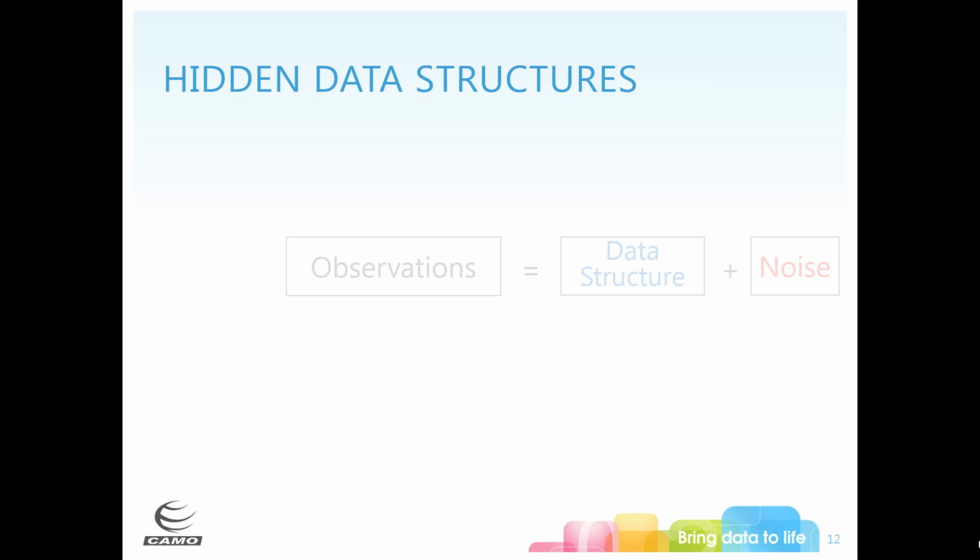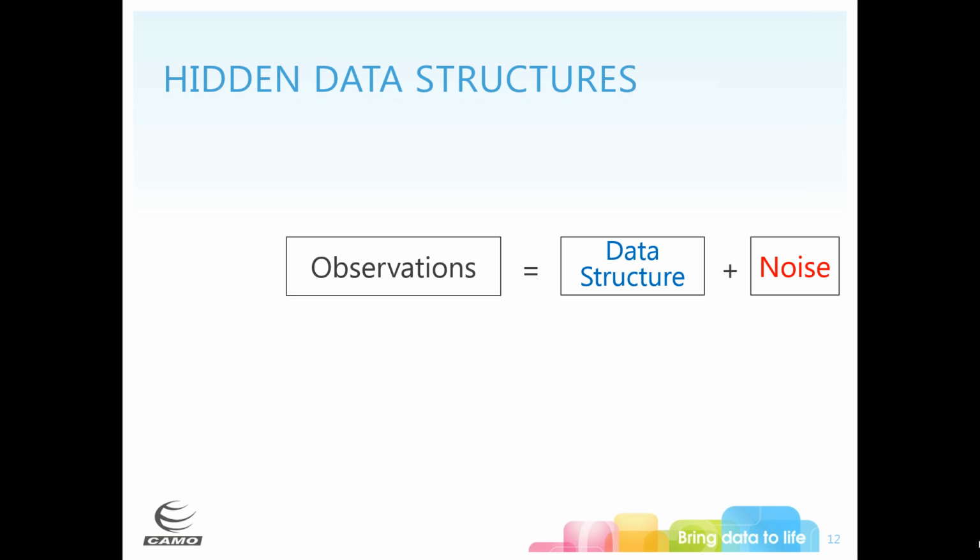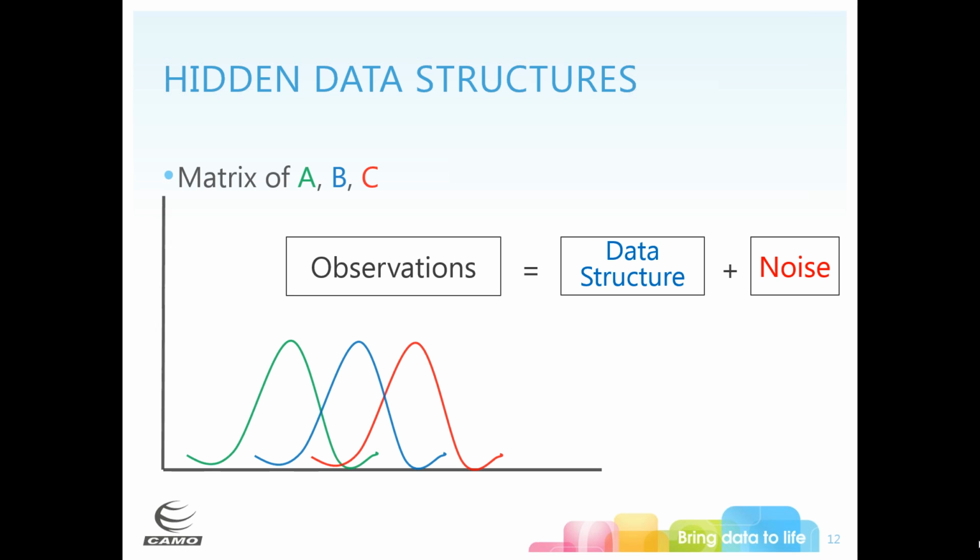We use multivariate analysis to discover hidden data structures. When we have data, we have observations. Those observations are composed of your data structure and your noise. Now, it's important to remember that it depends on your application what is considered the data structure and what is considered noise. If we take a matrix of components A, B, and C, depending on what we're trying to measure will determine what we say is the data structure.